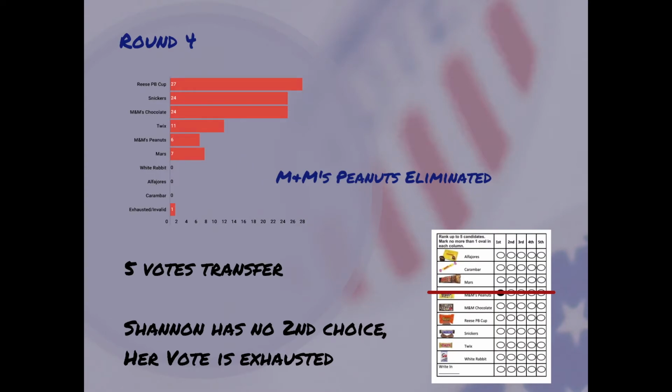So we have one of our 5 voters who had peanut M&Ms as her first choice. Turns out she didn't have any other choice. Shannon had selected only peanut M&Ms. And so because she didn't have any other choice, her vote cannot transfer, so her vote goes into the exhausted pile, and only 5 votes will transfer, assuming that they will have selected a second choice.